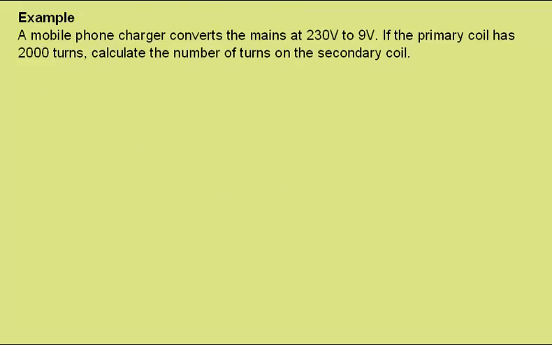Here's an example. A mobile phone charger converts the mains at 230 volts to 9 volts. If the primary coil has 2000 turns, calculate the number of turns on the secondary coil. Well, for this we can use this expression, and we need to rearrange because we want the number of turns in the secondary. Putting in the values given gives an answer of 78, or around 80 turns.